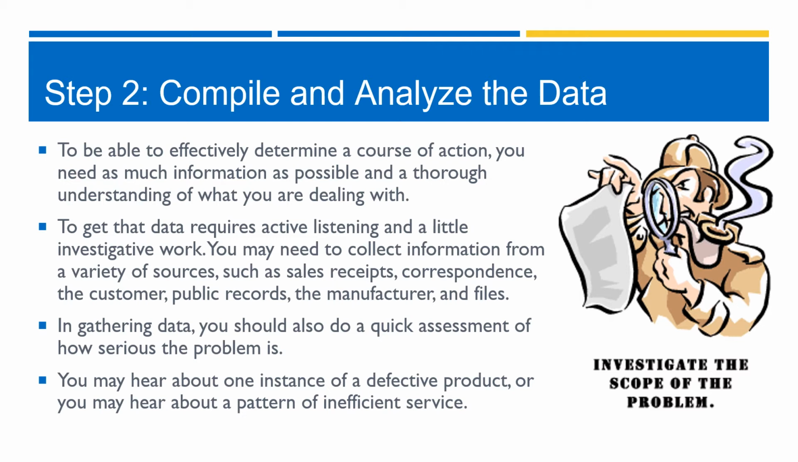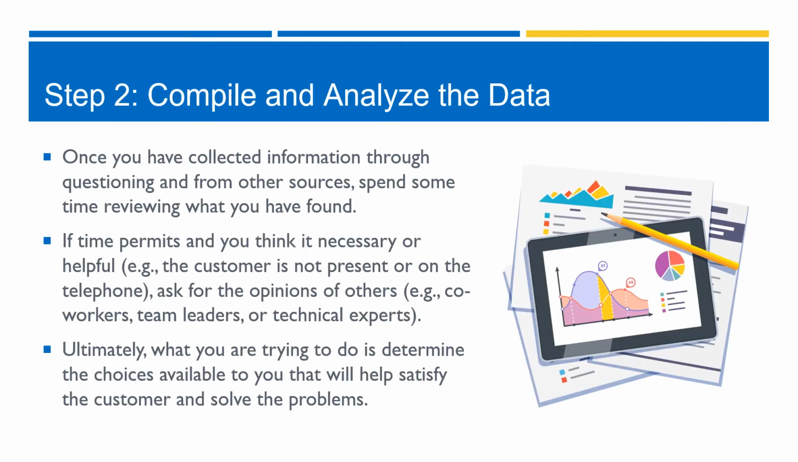You may need to collect information from a variety of sources, such as sales receipts, correspondence, the customer, public records, the manufacturer, and files. In gathering data, you should also do a quick assessment of how serious the problem is. You may hear about one instance of a defective product, or you may hear about a pattern of inefficient service. Once you have collected information through questioning and from other sources, spend some time reviewing what you have found.